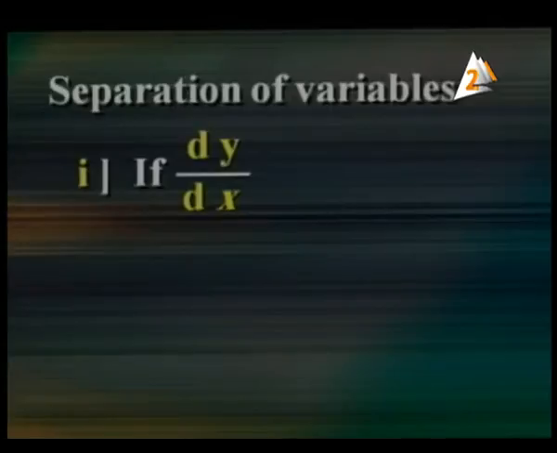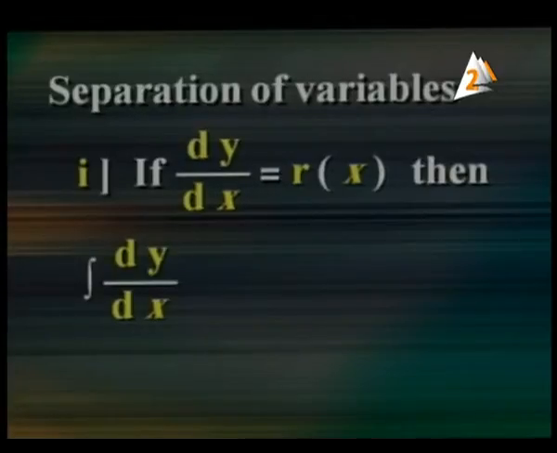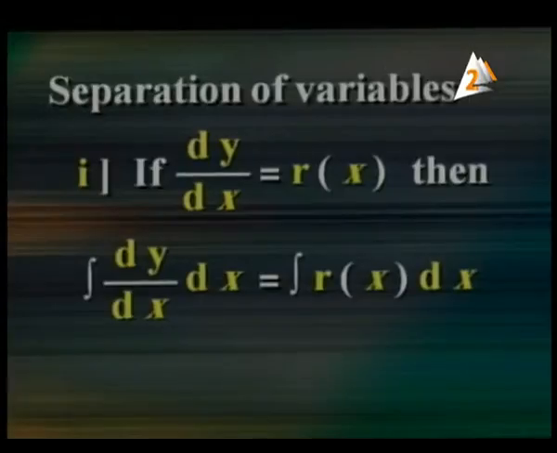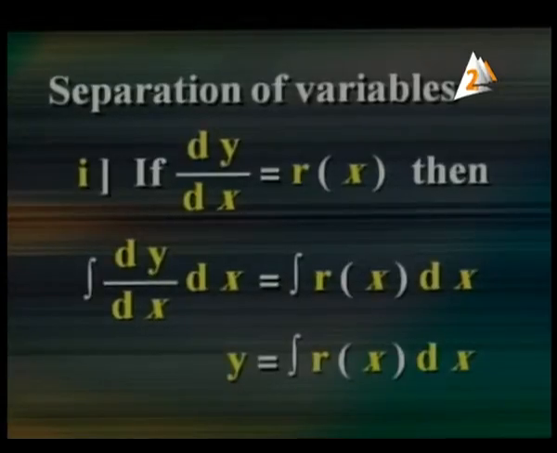Number 1, if dy over dx equals r of x, then the integration of dy over dx with respect to dx equals the integration of r of x with respect to dx. What do you mean? The integration of dy over dx is y. Then y equals the integration of r of x dx.